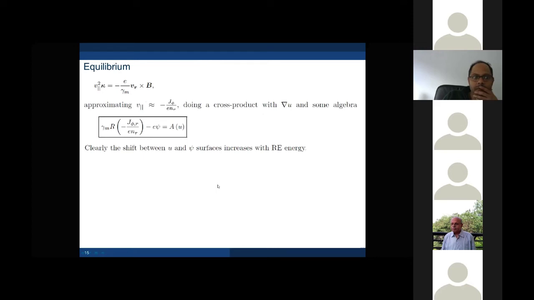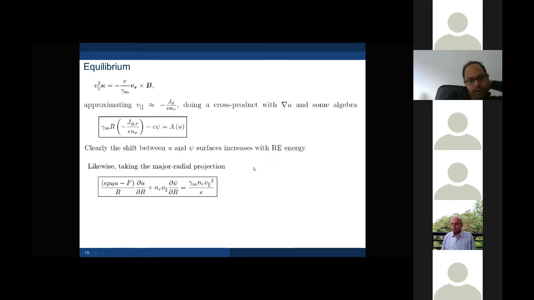Likewise, from the relativistic electron force balance, we can do a cross product with grad U, and after some algebra get relations of this kind, which brings in what is called a generalized angular momentum that has the flux here as well as the angular momentum of the relativistic electrons. R here is the major radius in this case. So what we can see is that the shift between the surfaces of the flux and the relativistic electrons increases with the energy of runaway electrons.